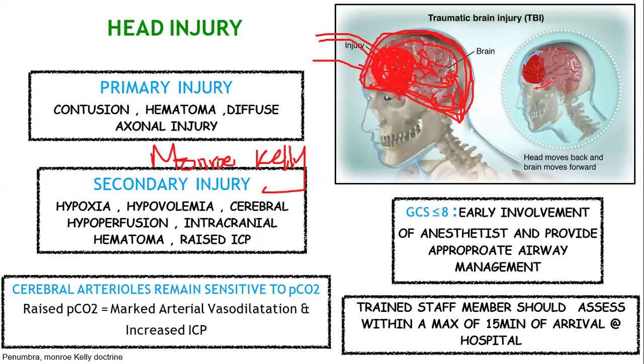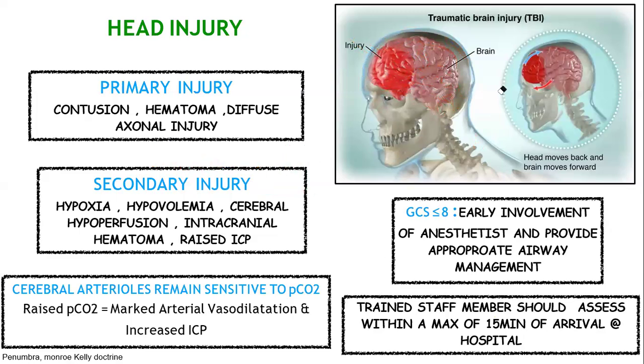If we do not manage it timely, ICP keeps on rising, and there would be herniation of the brain, right? Leading to brain death or brainstem death. So this was the Monro-Kellie doctrine associated with trauma to the head, right? So these things are clear till now.